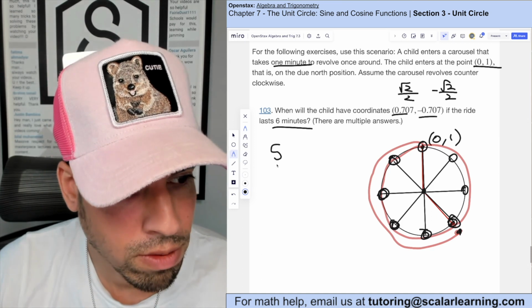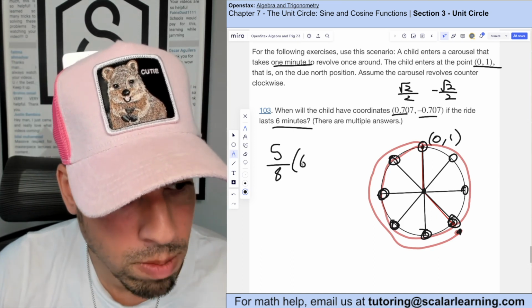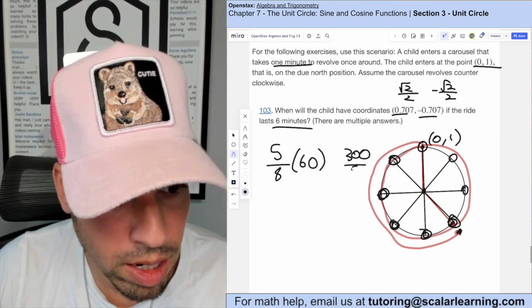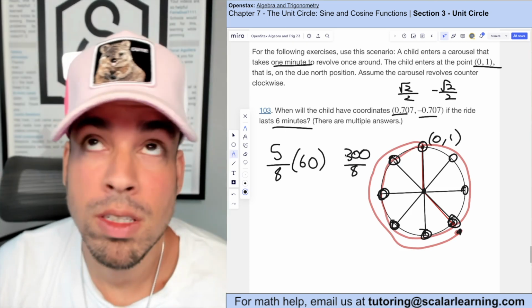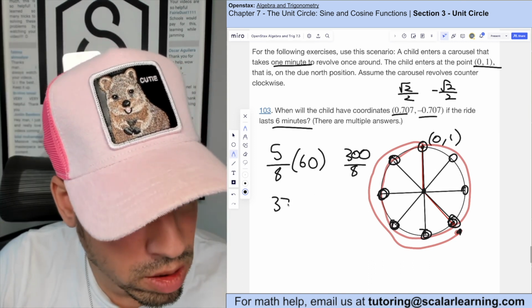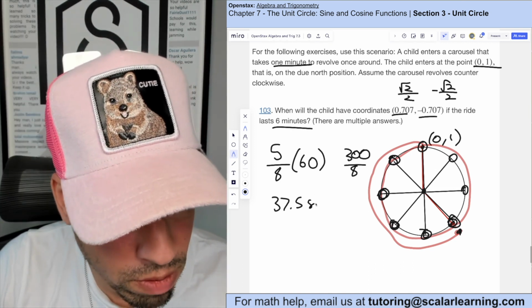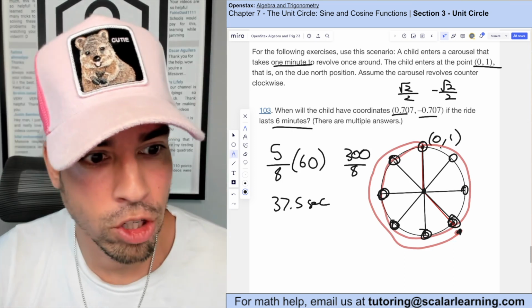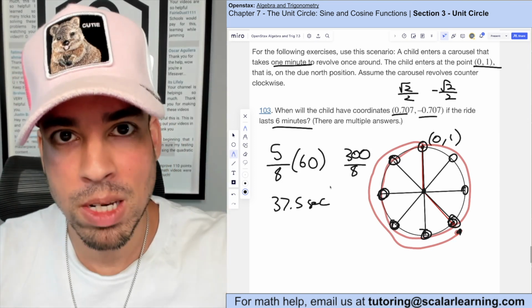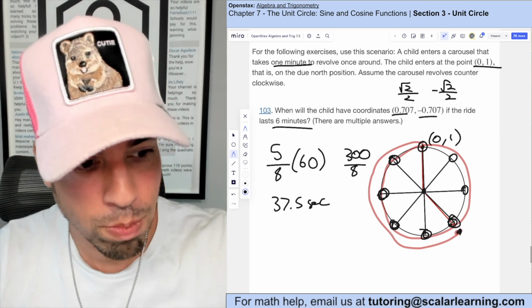So it's 5/8 of 1 minute, aka 60 seconds. So 5 times 60 is 300 divided by 8. That's 150 when dividing by 2, then 75, then 37.5. So we know it's going to hit at 37.5 seconds. But that's in the first revolution. We're riding for 6 minutes, so that's 6 revolutions. There's going to be 5 other times where it hits this point.